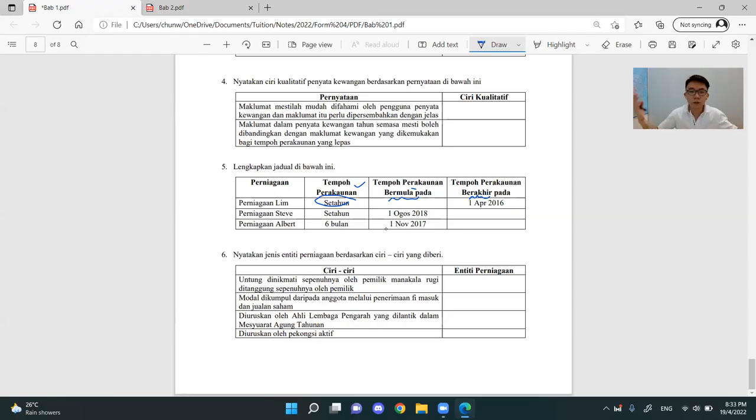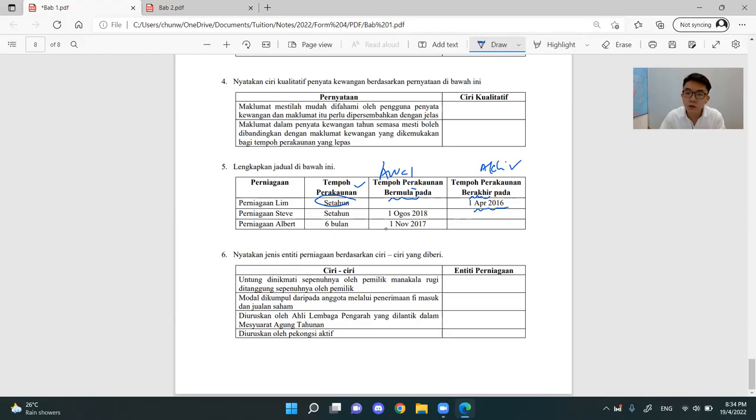Just like when you come for the tuition. Then I say, what time does it start? It starts at 8:30 and it has to berakhir pada bila? Berakhir pada 10 p.m. Betul tak? So there is always a beginning, the awal and the akhir. Alright, so let's say dia berakhir pada 1 April 2016.